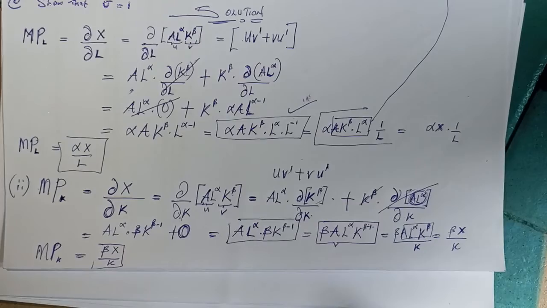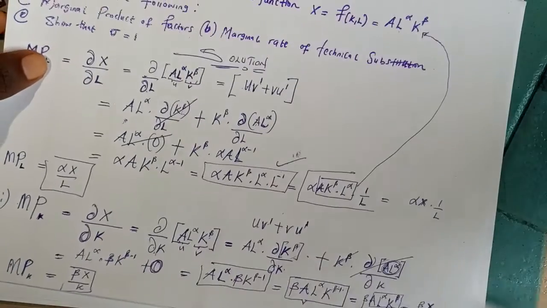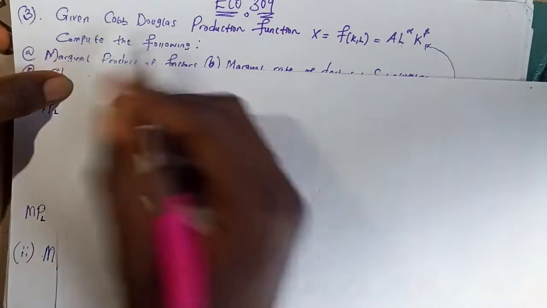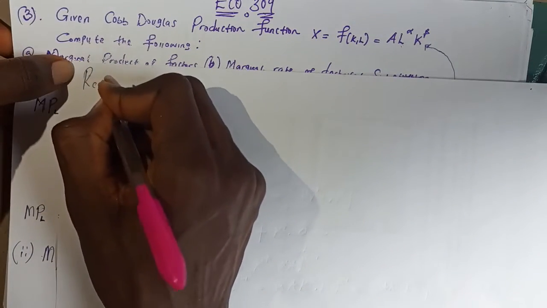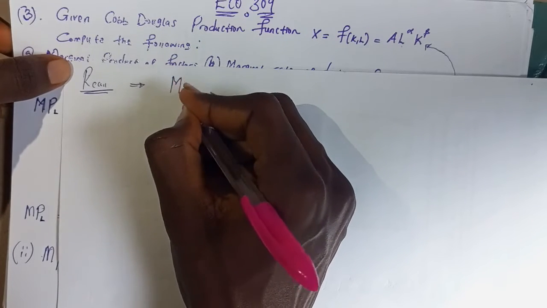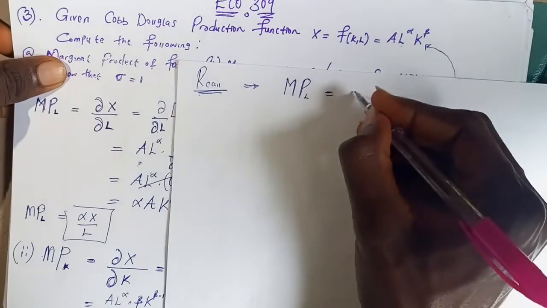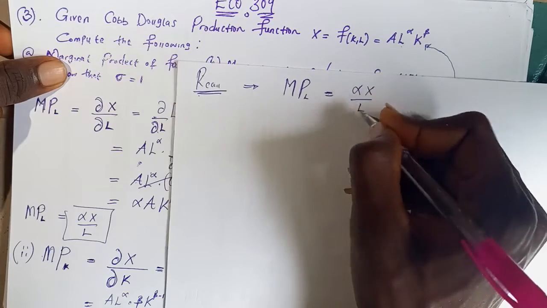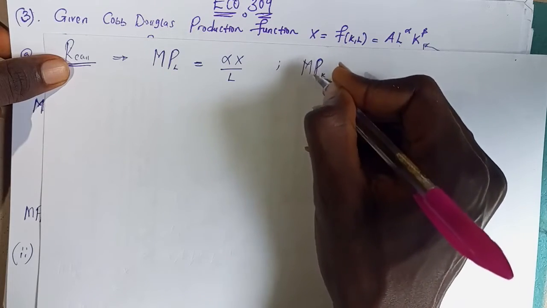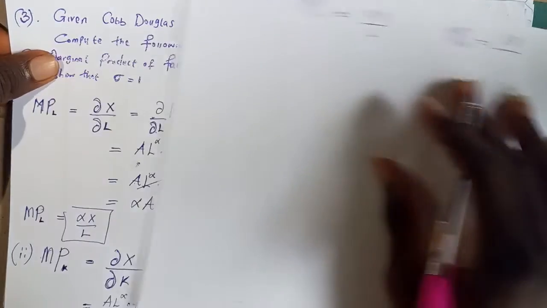The next thing we have to conclude here is that we also have the second question here, which says find the marginal rate of technical substitution. So let's recall what we have earlier. At first, we got the marginal product of labor as alpha X over L, right? And at the same time, we have the marginal product of the capital as beta X over K, right?